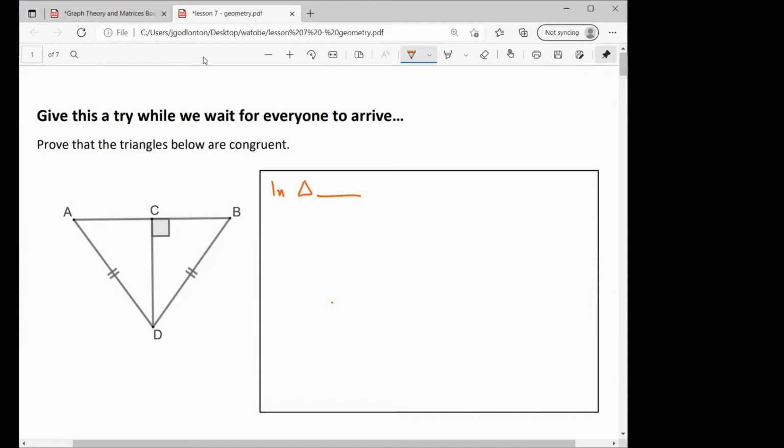In triangle this and triangle this, and then you're going to give me 3 reasons. Therefore, triangle this is congruent to triangle this, and you're going to give me the reason. And that reason there is going to be one of the ones that we learned on Wednesday. So either side angle side, side side side, side angle angle, or right angle hypotenuse side.